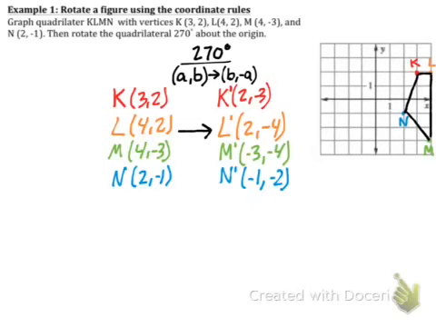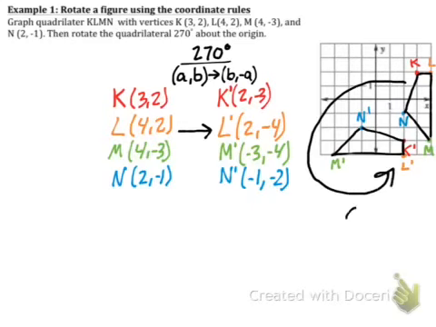Okay, so let's graph all these vertices: K prime, L prime, M prime, and N prime. Connect all the vertices together, and there you go. If you look at the original figure, we've rotated it 270 degrees counterclockwise. That's why you see N prime as the highest point and M prime all the way to the left. It's just completely the figure rotated all the way 270 degrees.